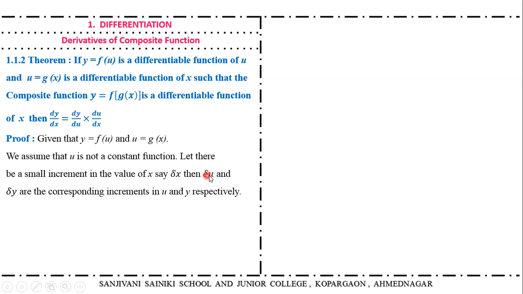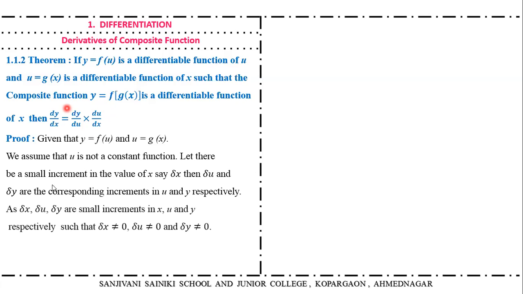And let delta u and delta y be the corresponding increments in u and y respectively. Why are there increments in u and y? Because y is a function of u, u is a function of x, and there is an increment in x. So due to the increment in x, there will be an increment in u, and due to the increment in u, there will be an increment in y, as delta x, delta u, delta y are small increments in x, u and y.